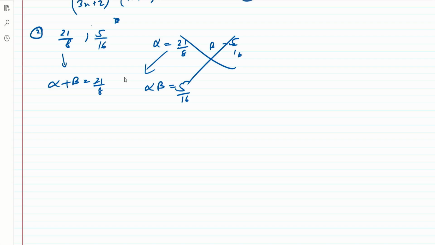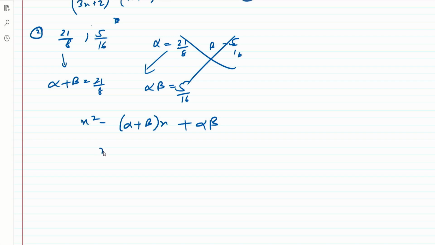Sum of the roots and product of the roots, not individually alpha, beta. Say sum of the zeros and product of the zeros. From this, how to find the equation? What is the formula I told? x square minus (alpha plus beta) into x plus alpha beta.